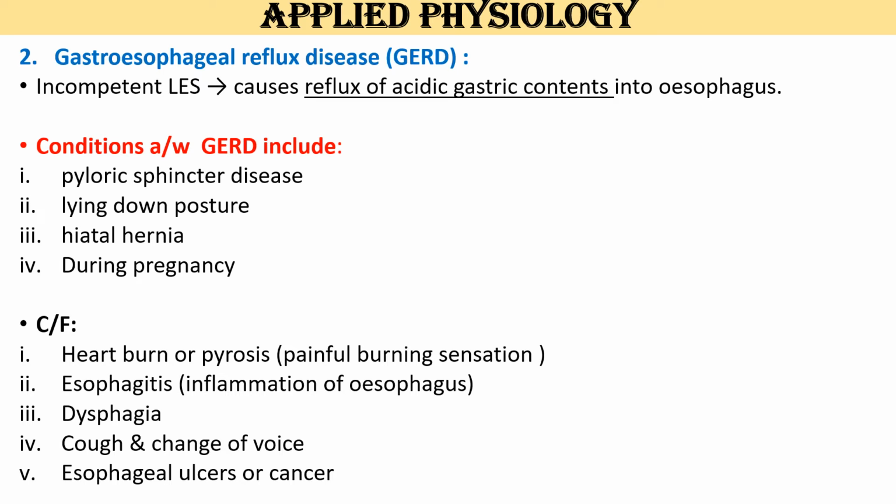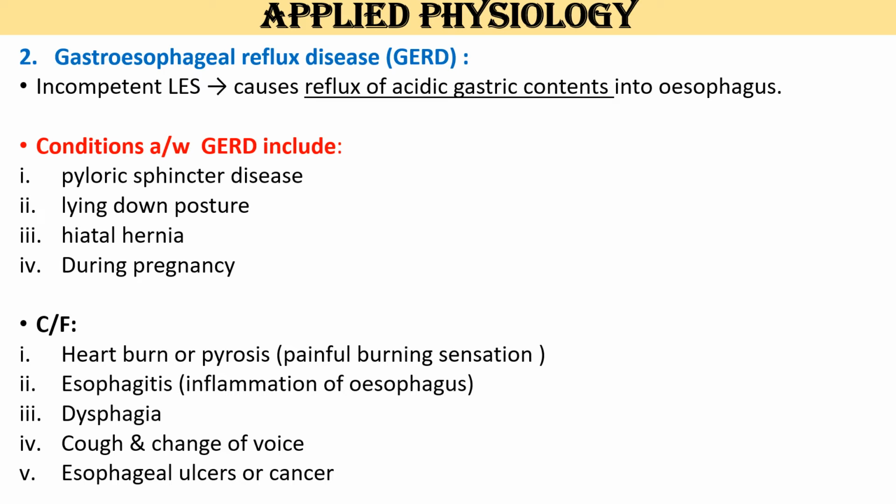Now, what are the clinical features of GERD? The clinical features for acid reflux will be heartburn or pyrosis. Pyrosis is the painful burning sensation one gets. Now, second can be esophagitis, that means inflammation of the esophagus. Repeated excoriation of the esophagus by the gastric acid will lead to inflammation of the esophagus and will cause esophagitis. Now, third is dysphagia, that is difficulty in swallowing.